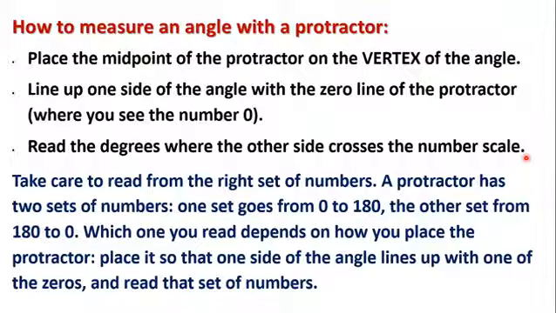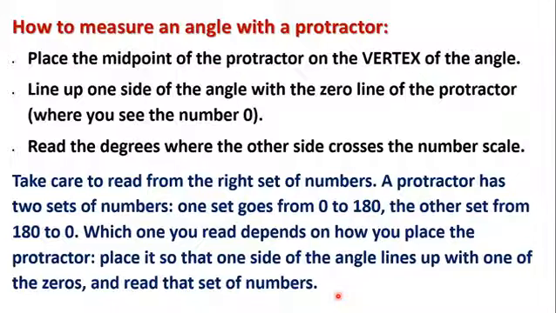All right, and this is important. You must take care to read from the right set of numbers. A protractor has two sets of numbers. One set goes from 0 to 180 and the other from 180 to 0. And the one that you read depends on how you place your protractor. So you ensure that you can use one of the two scales to read your angle and read it correctly.